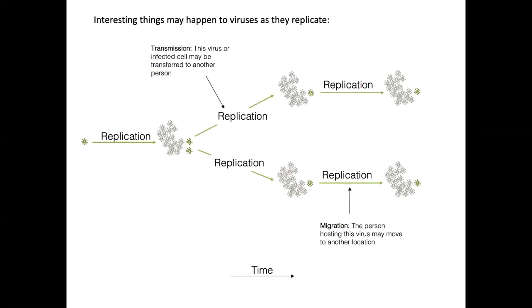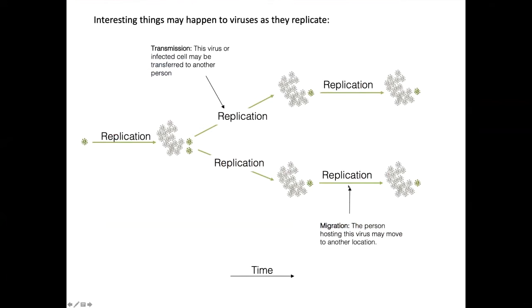Now how do we start extracting information which is useful for epidemiology? Well, you start by noticing that we've focused on only the replication cycle, how a virus goes into a cell and then makes copies of itself. Interesting things may happen to viruses as they replicate. The virus may continue going from cell to cell, but at some point one of those virus particles or cells may be transferred to another person, i.e. the virus is transmitted. So as you follow this lineage along the branch, the virus continues to exist as before, but inside a new person.